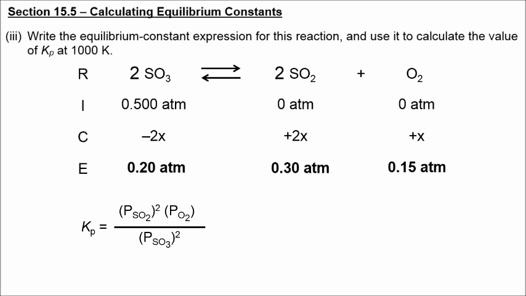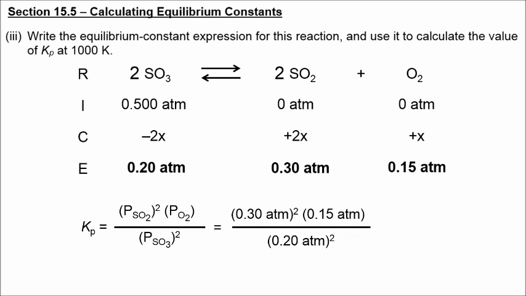We can use this expression to calculate the value of Kp because we have the equilibrium values for the pressure of all three gases. So it's going to be 0.3 squared times 0.15 divided by 0.2 squared. And when we do that math, we get 0.34 for our value of Kp.